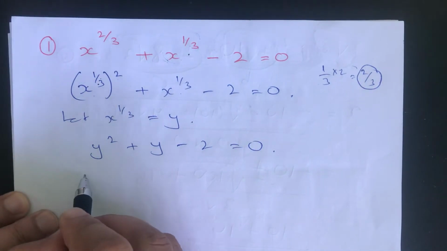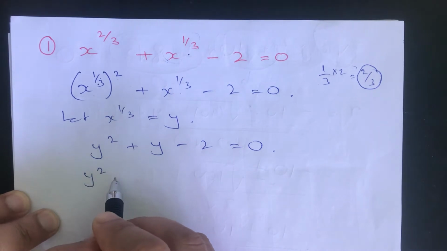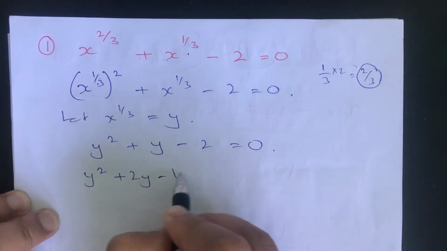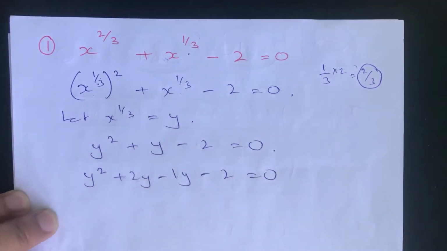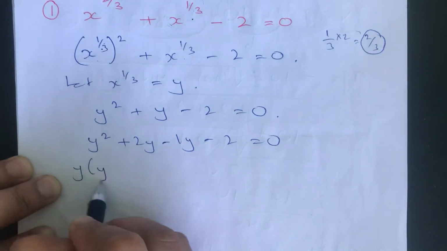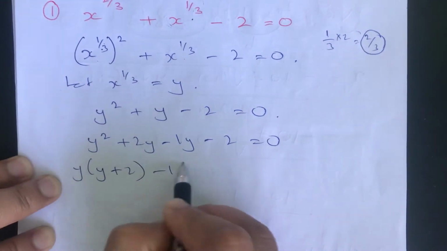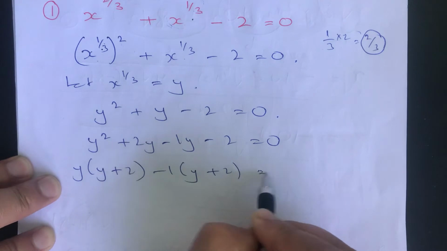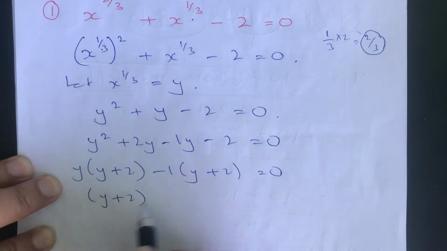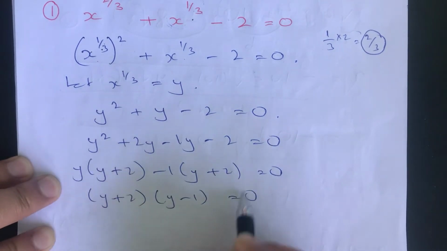So what do I get then? y squared, we get plus 2y minus 1y minus 2 is equal to 0, and then we can take y common: y(y + 2), and we have minus 1(y + 2) is equal to 0, so we get (y + 2)(y - 1) is equal to 0.